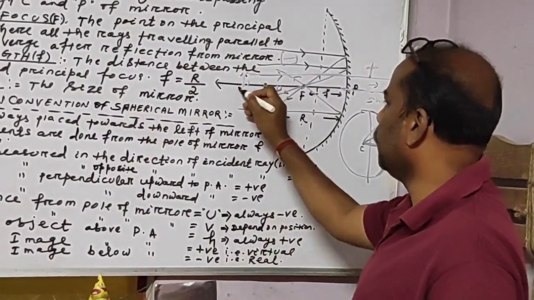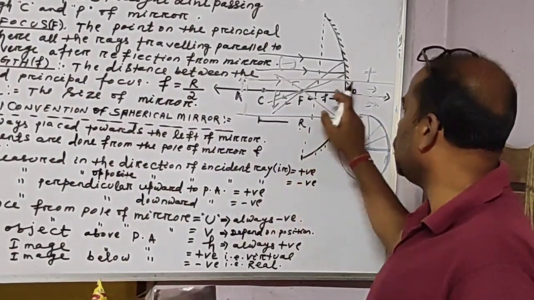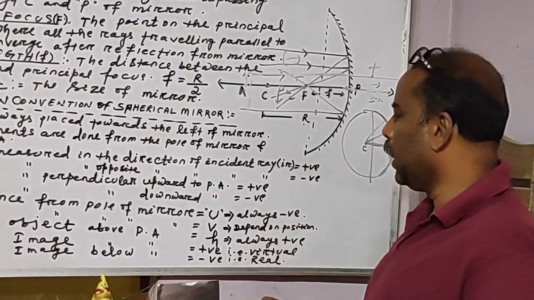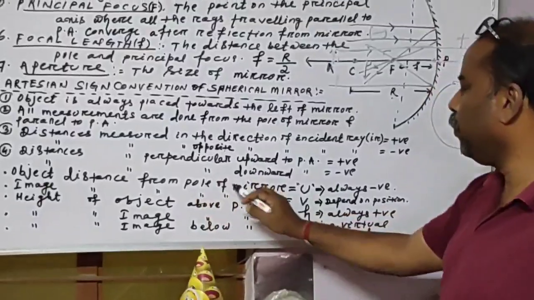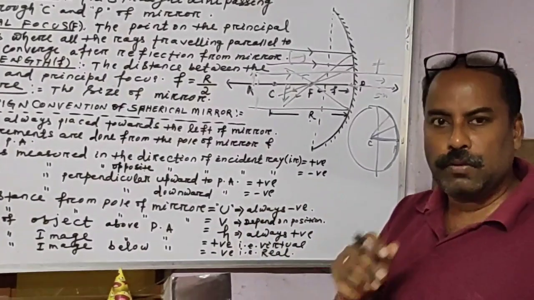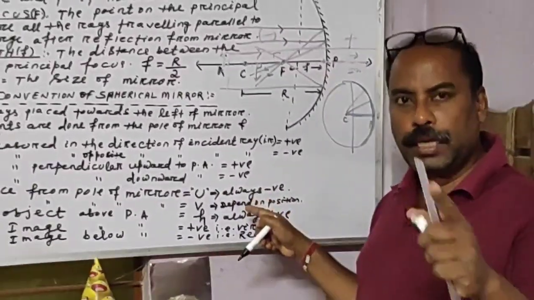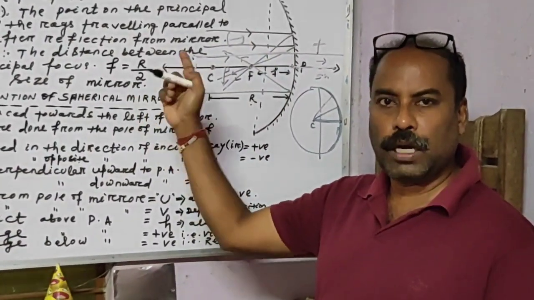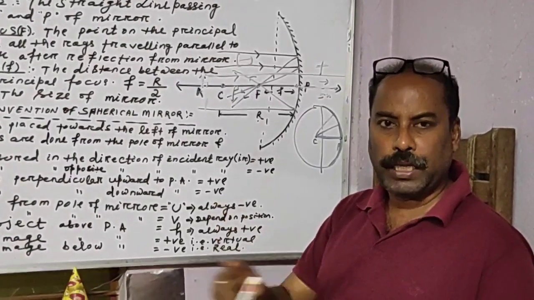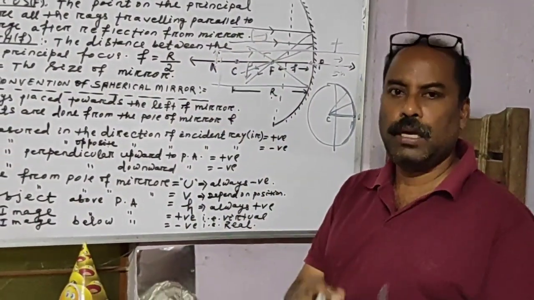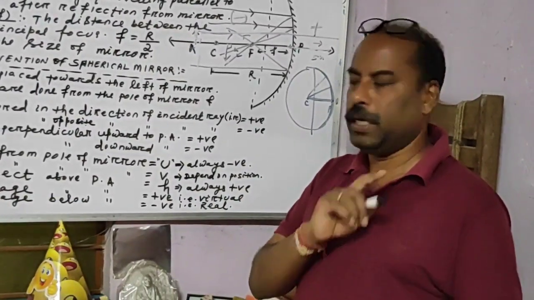Suppose this point is A, so from P to A, when we measure, we have to go to the left side, that is minus. Suppose it is coming 20 cm, then we will write minus 20 cm. That is the object distance from the pole of the mirror, which we symbolically write as U. It is always taken as negative, because the object is always placed in front of the mirror, on the left side. Suppose here to here is 20 cm, we have to write U equal to minus 20 cm, not plus 20 cm. Always the U value will be negative.